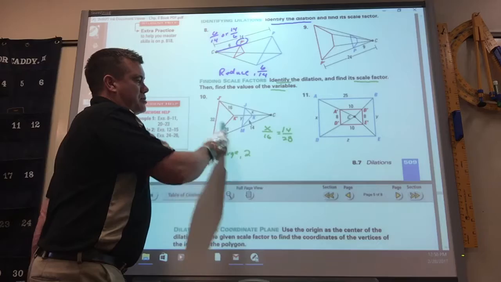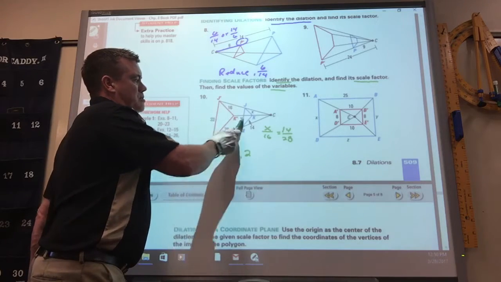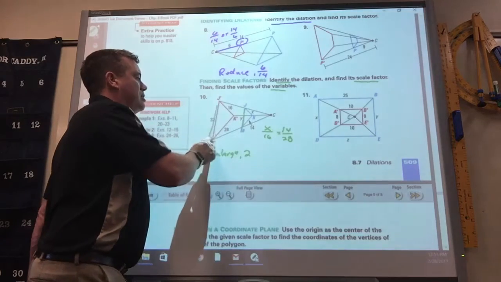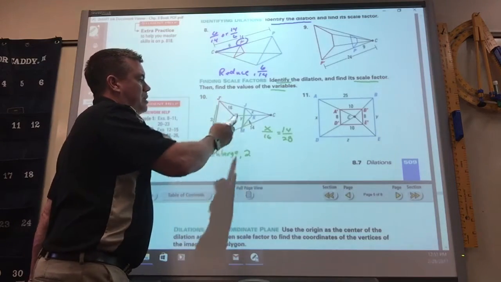So then here you could use the scale factor. Since this is twice as big as that, you could just cut it in half. Or you could write the proportion. Y to 32 equals 14 to 28.